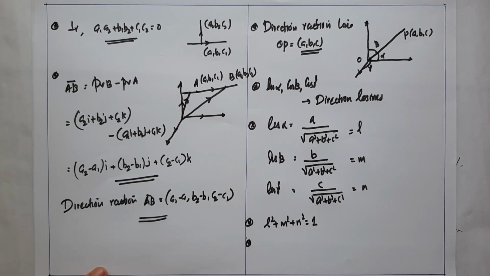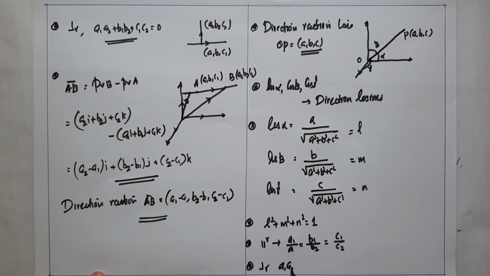Then if two lines have direction ratios a1, b1, c1 and a2, b2, c2, the condition for parallel is a1 by a2 equal to b1 by b2 equal to c1 by c2. If two lines have direction ratios a1, b1, c1 and a2, b2, c2, the condition for perpendicular is a1 a2 plus b1 b2 plus c1 c2 is equal to 0.